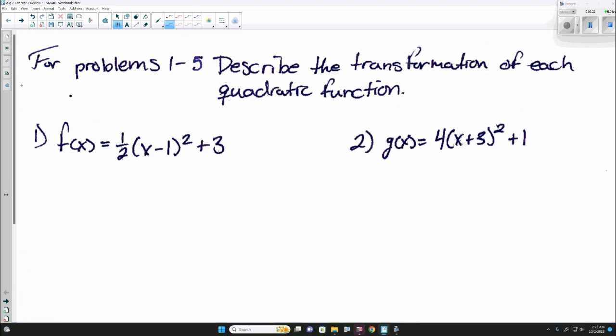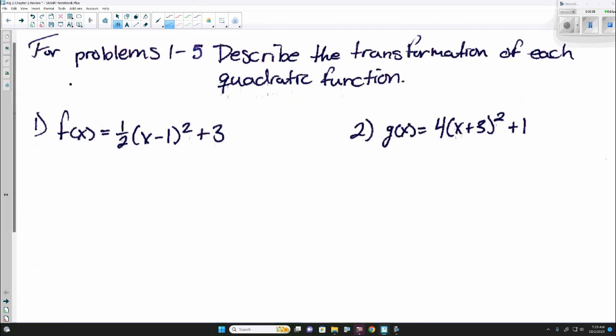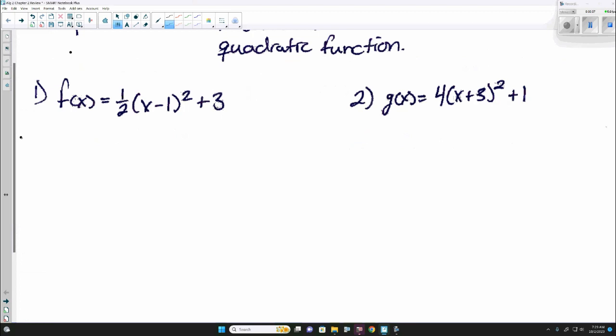Now, for problems 1 through 5, I'm going to look at 2 of them. I'm going to look at these first 2 because these are all for bonus points. They're not actually on the test. And to get the bonus point, because it's only worth 1 point apiece, you need to get all of the transformations.